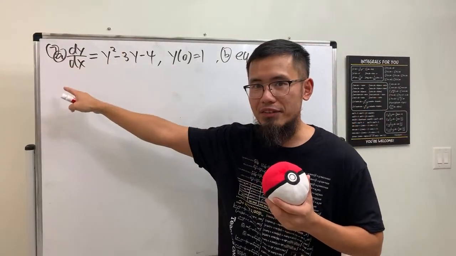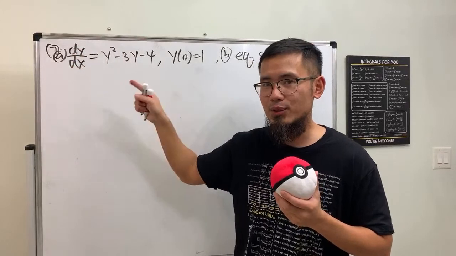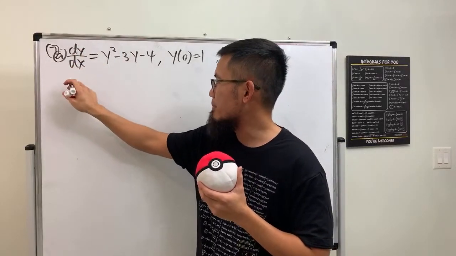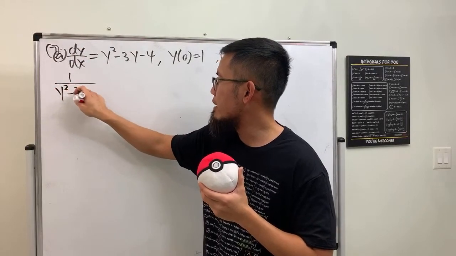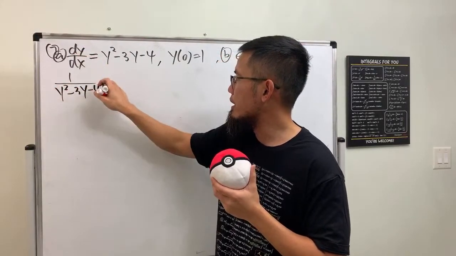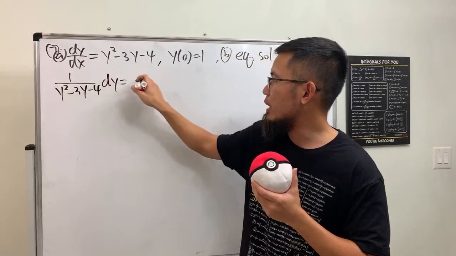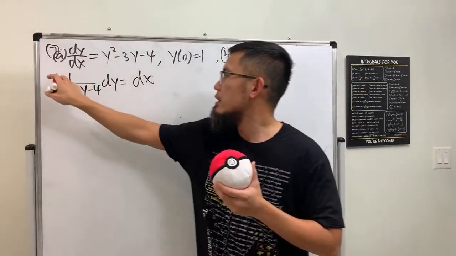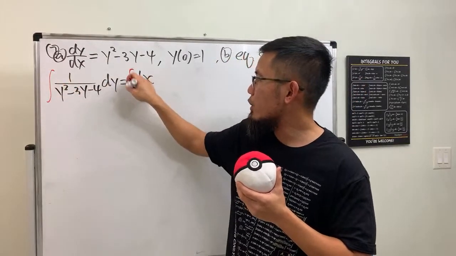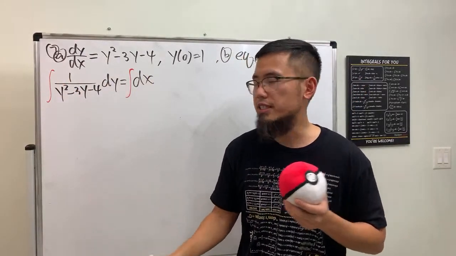Everybody has to go to the left-hand side. So divide this to the left-hand side. And then multiply dx on both sides. We have 1 over this guy, y squared minus 3y minus 4 in the y world. And then we have the dx. And we're about to integrate it, right? But for the left-hand side, we will have to do partial fractions.